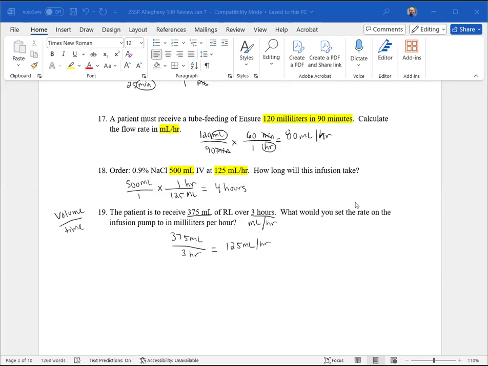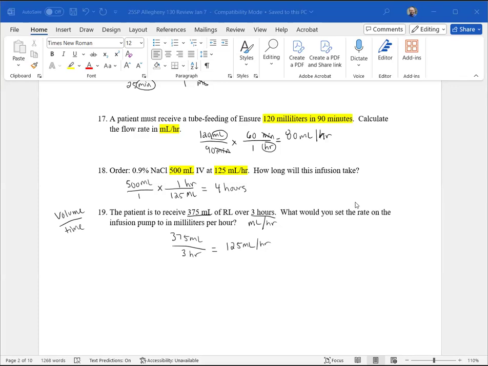You may not have been introduced to flow rates yet, although you may have seen a few questions on ATI and obviously from my reviews and these review sets. But the biggest thing is you're calculating for volume over time. The volume over time typically used in nursing is milliliters per hour. Alternatively, you could have drops per minute, which is another type of flow rate.